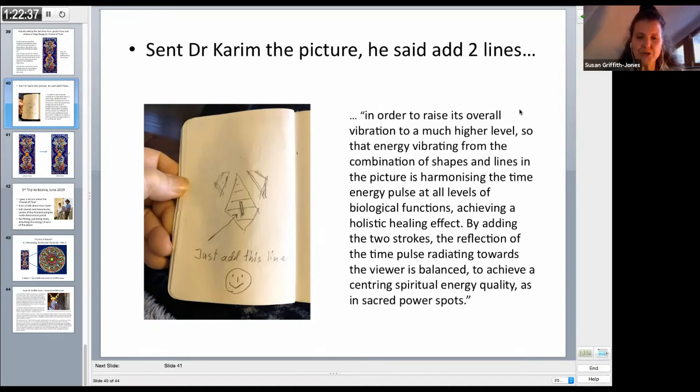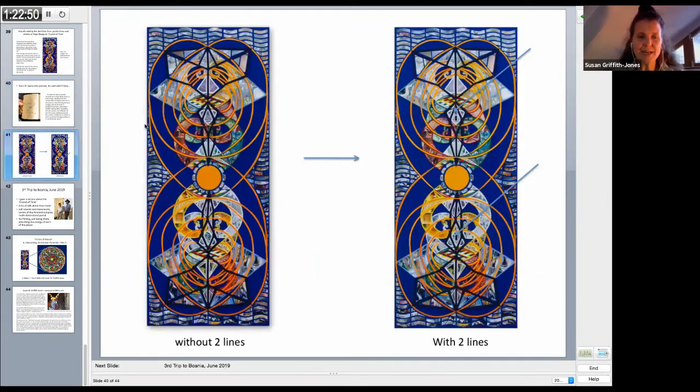By adding the 2 strokes, the reflection of the time pulse radiating towards the viewer is balanced to achieve a centering, spiritual energy quality as in sacred power spots. So without any ado, I did it. You'll see here, there's no lines, and here and here, there were no lines, and here, these 2 little lines were added. And I sent it back to him after that, and indeed he said, yes, it has done what he thought it would. It has made it even more powerful.